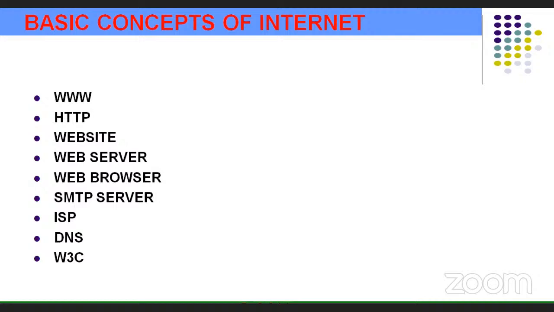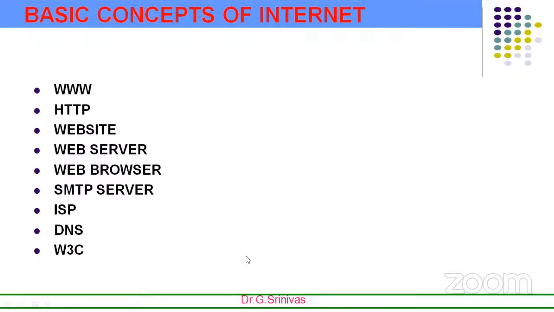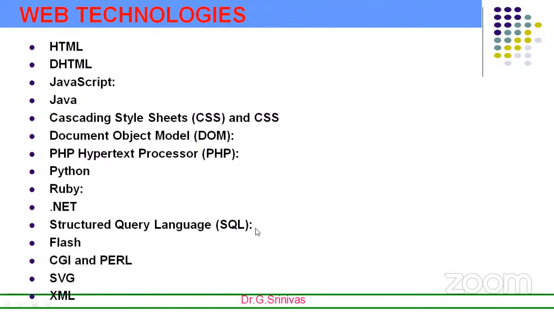It is a group of organizations. They will develop standards for the websites. They will develop standards for HTML and HTTP. So these are the basic concepts of the internet. Is it clear? I said basic concepts.